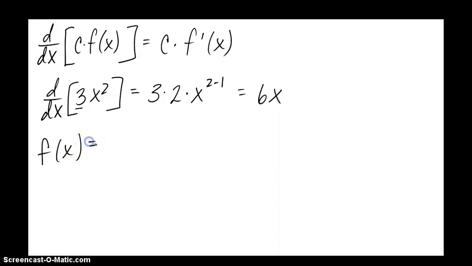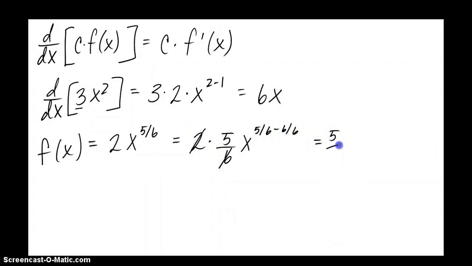F of x equals 2x to the 5/6 power. 2 times, applying the power rule, bring the exponent out front, x, subtract 1 from the original. So now I get 5/3 x to the negative 1/6 power, and just rewriting that with a positive exponent, 5/3 over x to the 1/6.